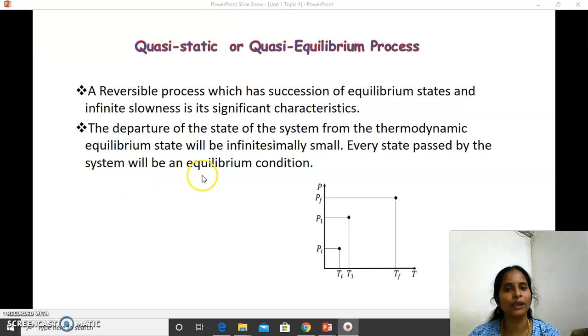Every state passed by the system would be an equilibrium condition. A good example here: instead of increasing the pressure from P initial to P final directly, if you increase the pressure through P1, P2, P3, P4, and so on, if you split this into 1000 steps, then the system will not be affected or get any pain, and no traceable difference will be stored in that system. Of course, the achievement from initial pressure to final pressure also has to be accomplished. The system should not be affected by this reaction.